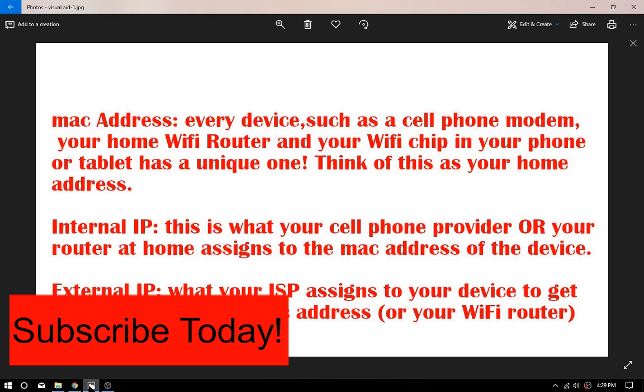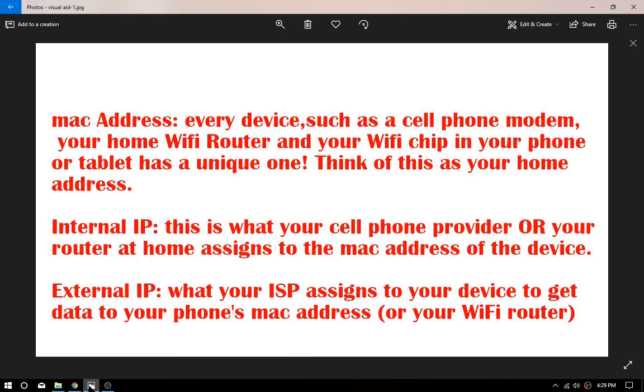All right, folks, so I figured I'd give you another look at my little description here. The MAC address. Excuse my typing, the MAC should probably be in capital letters. Every device, such as a cell phone modem, your home Wi-Fi router, and your Wi-Fi chip in your phone or tablet, has a unique MAC address. I think of this as your home address. That's where it's actually going, to that Wi-Fi chip or to your cable modem or to your router itself. Every one of them gets a different address.